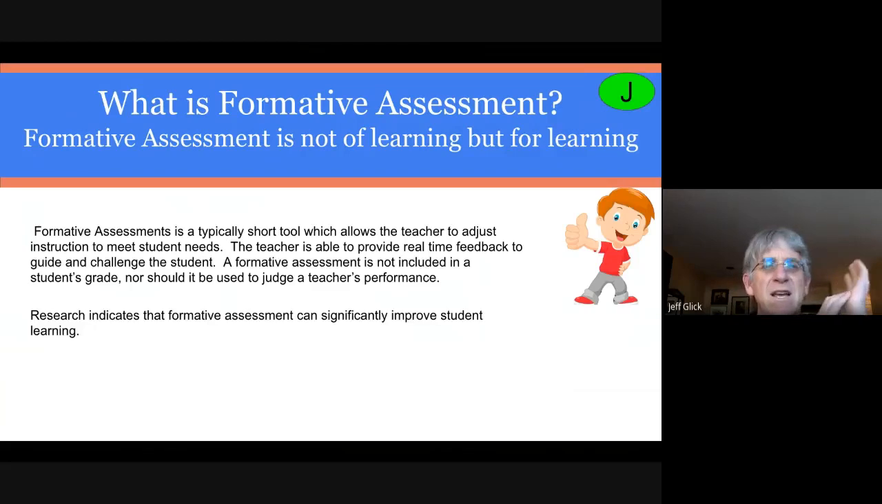And typically it can be very short. The purpose is so the teacher can adjust their instruction to meet the student's needs. So I can do an assessment and then just pivot. I hate that word, but pivot and do something based on the feedback that I've gotten. The other thing I like about formative assessments is I can give feedback right away that will change the course of that class.